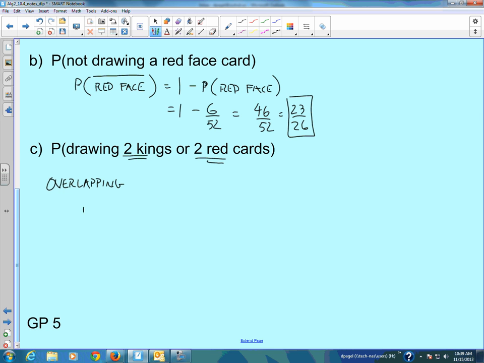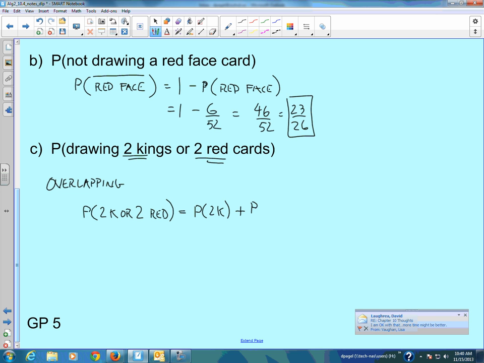So generically, so far I know this. Probability of 2 kings or 2 red is equal to probability of getting 2 kings plus the probability of getting 2 red. And now I have to remove from that my probability that I get 2 red kings.